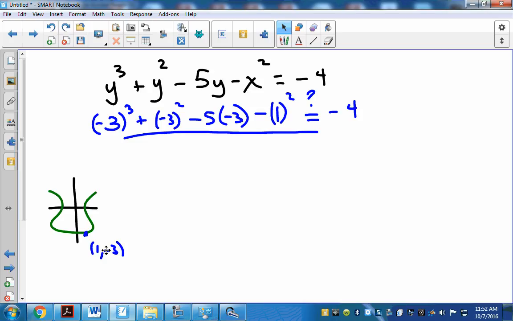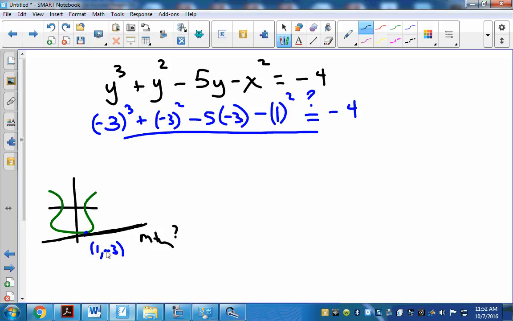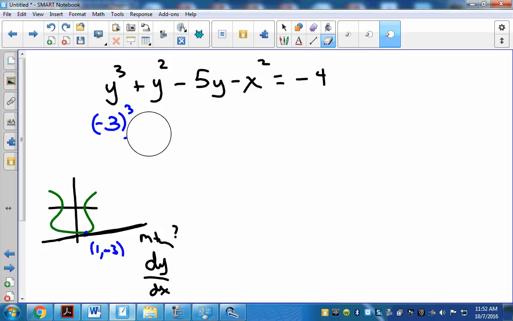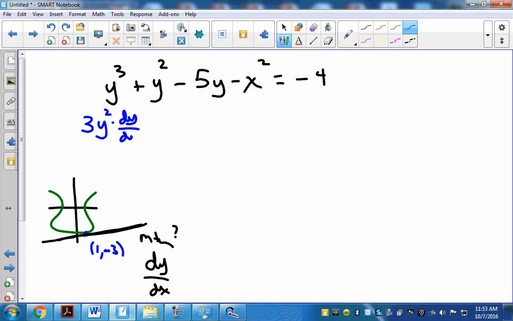But the task now is to come up with the slope of this tangent line. So what's m? The slope of tangent lines is always rise over run, always dy/dx every time. So our task in this problem is to find dy/dx. And we don't have this as an explicit function of x. The y's and x's are all tangled up. So let's just start differentiating implicitly. The derivative of y cubed is 3y squared times dy/dx. Remember, note the y here.